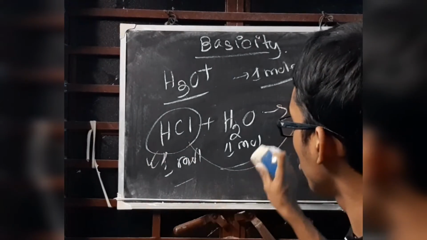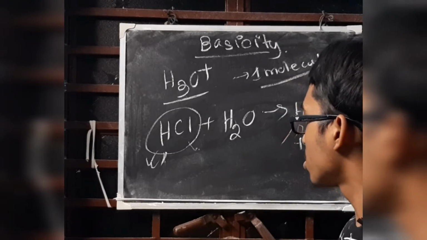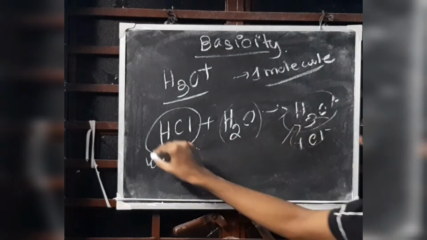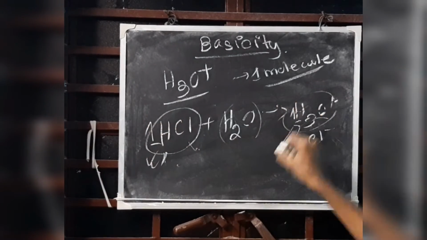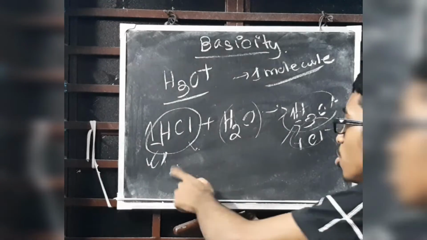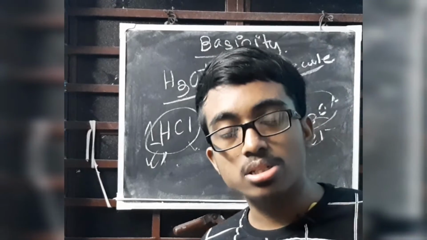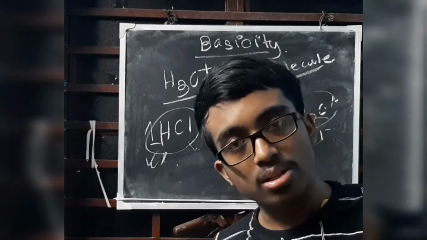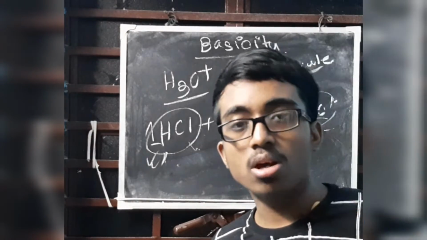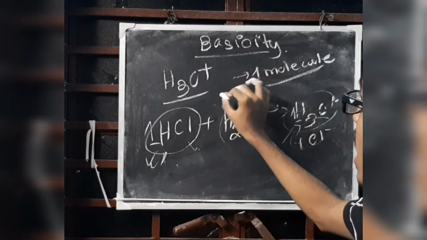Ignore the mole part, because mole is not in the syllabus right now. So HCl plus H2O gives H3O positive. How many molecules? 1 molecule. How many ions? 1 ion. So 1 molecule produces 1 ion. So basicity is the number of hydronium ions or hydrogen positive ions produced by ionization of 1 molecule of that acid in its aqueous solution. Very important: aqueous solution.